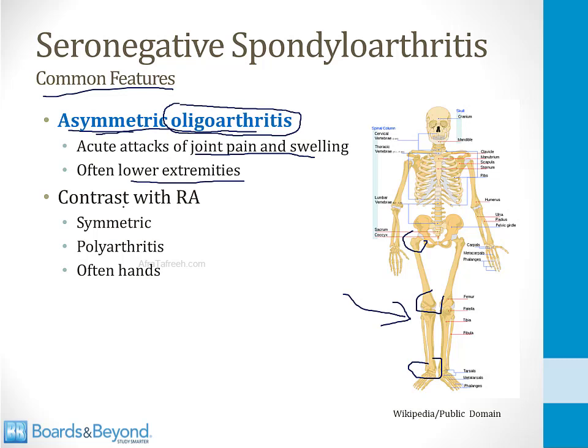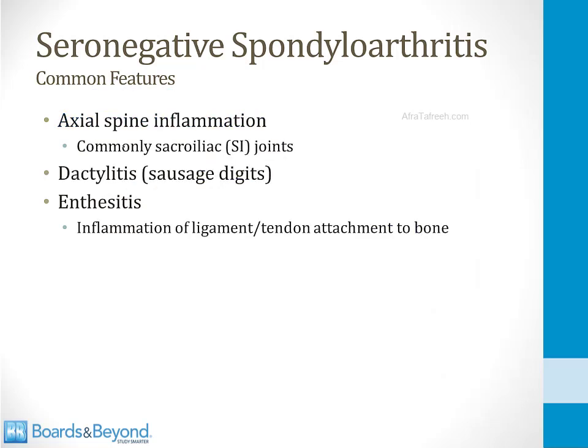And contrast this with rheumatoid arthritis, which is something that's often confused with the disorders we're going to talk about in this video. Rheumatoid arthritis is symmetric, meaning it usually involves both sides of the body. It's usually a polyarthritis, meaning it involves 5 or more joints, and it often involves the small joints of the hands. Other common features of spondyloarthritis conditions are shown in this slide.